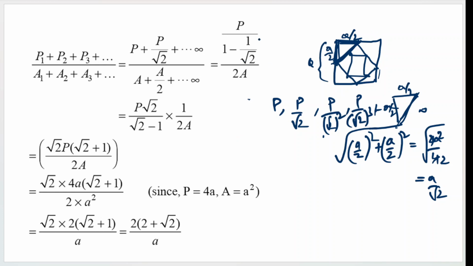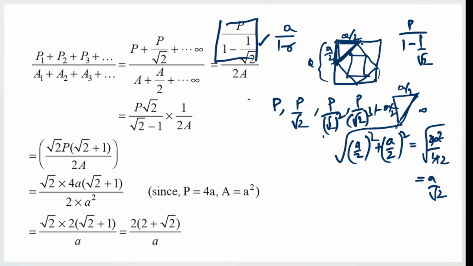We know the infinite geometric series, where r is between -1 and 1, sums to a by 1 minus r. What is a here? P. What is r? 1 by root 2. So the sum of all perimeters is P by 1 minus 1 by root 2.